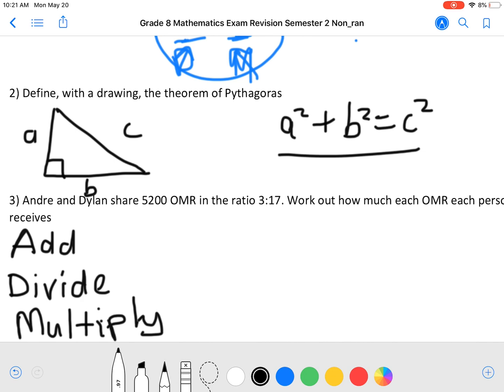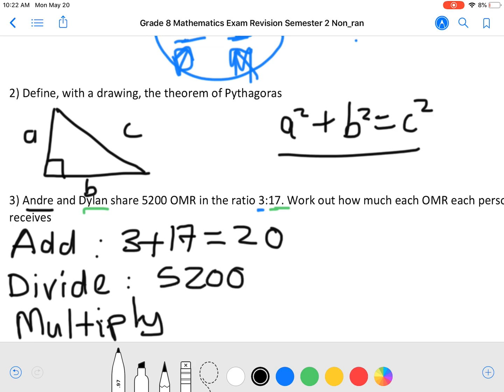Now what we do is we first add the two ratios together. So Mr. Andre has 3 parts, Mr. Dylan has 17 parts. We take those 3 and 17, we add them together, and that gives us 20. Now we divide. We take the 5,200 and we divide it by 20. Let me get the calculator out, because I know you guys are doing this too. It gives me 260. Sorry for the mix-up. 5,200 divided by 20 gives me 260.